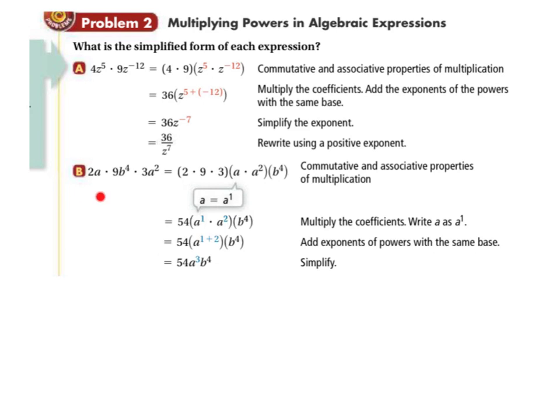Okay, so similar thing here. 2a times 9b to the 4th times 3a squared. Notice the a and a, same base. So those guys are going to become a cubed. You can look clear down here if you prefer. 2 times 3 is 6 times 9 is our 54. And nobody to combine with the b to the 4th, so it comes down here to the bottom.